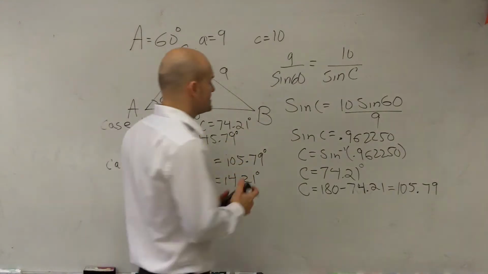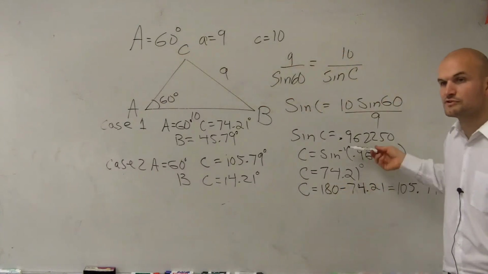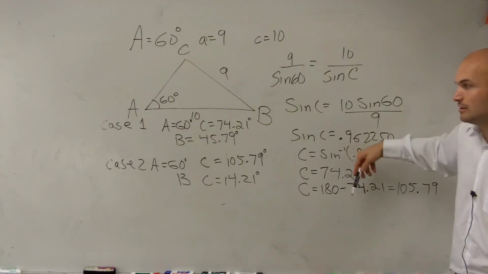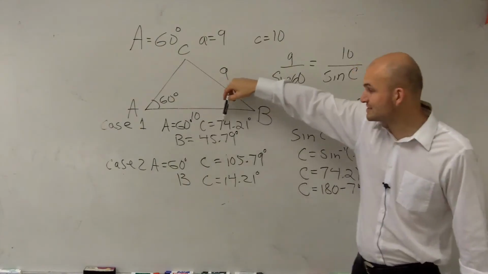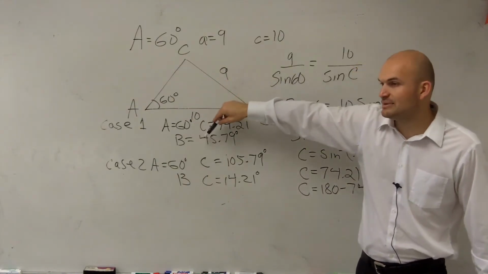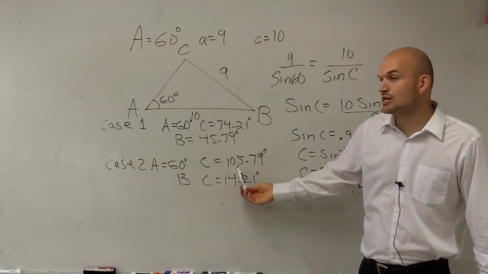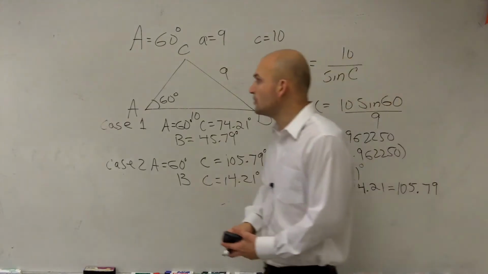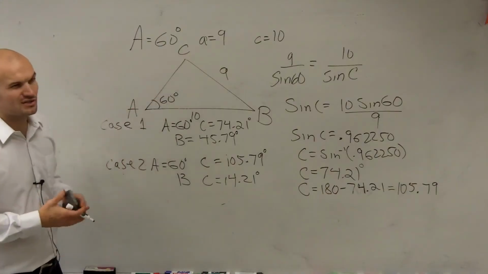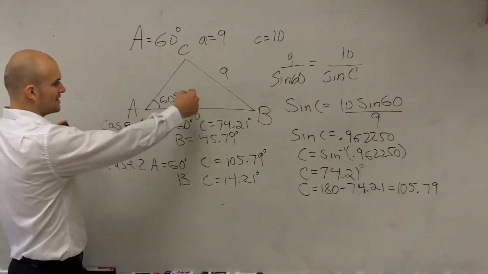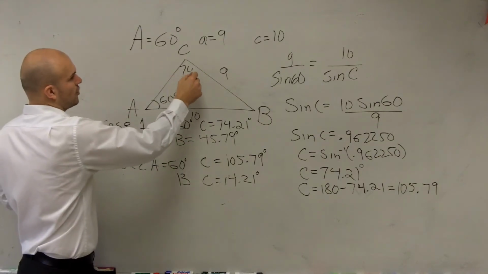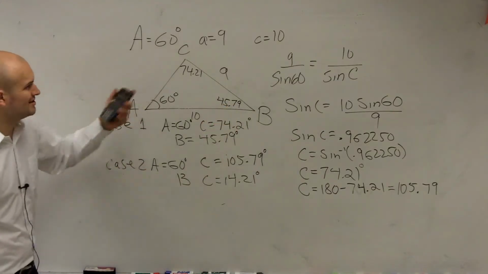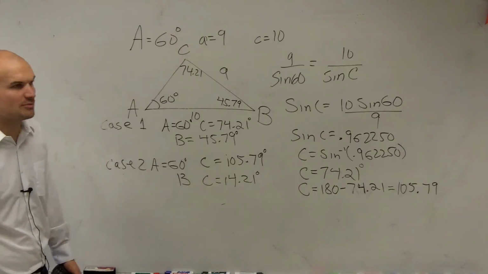Okay? So first of all, the thing you guys need to understand is we can have multiple answers for C, because our sine is exactly the same. Then what I do is I just subtract these from 180. So if C is 74.21, that means B is 45.79. If C is 105.79, that means B is 14.21 degrees. All right? So let's go back and take a look at this triangle. If this is 60 degrees, and C is going to be 74.21, and then B is 45 degrees. I didn't draw my triangle perfectly, but you guys kind of have an idea. It looks similar, right?